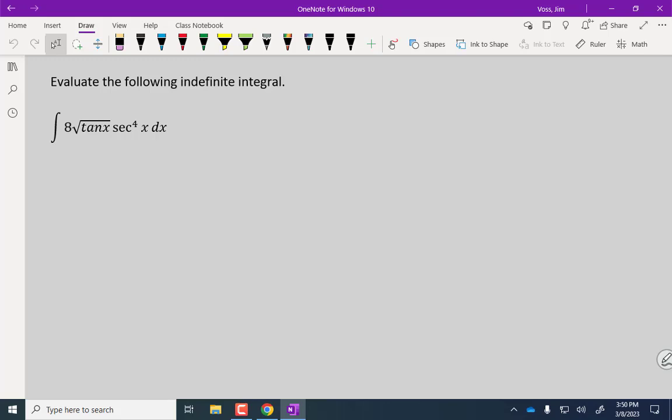So this one is not very different, right? There's only one thing you could do here. The only thing we could do is pull off a secant squared and convert the leftovers. That's all we can do.